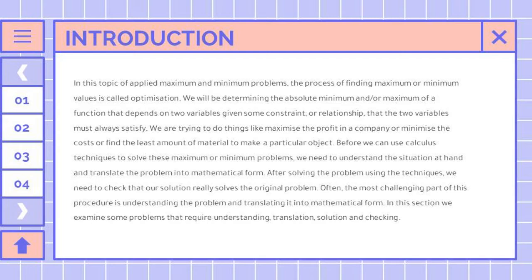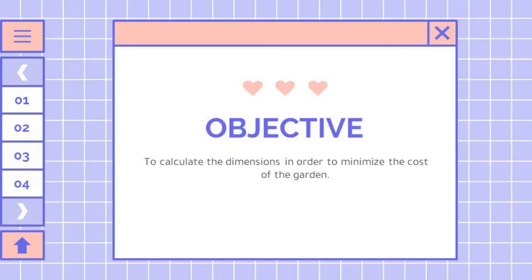Before we can use calculus techniques to solve these maximum or minimum problems, we need to understand the situation at hand and translate the problem into mathematical form. After solving the problem using the techniques, we need to check that our solution really solves the original problem. Often, the most challenging part of this procedure is understanding the problem and translating it into mathematical form. In this section, we examine some problems that require understanding, translation, solution, and checking. Our objective is to calculate the dimensions in order to minimize the cost of the garden.